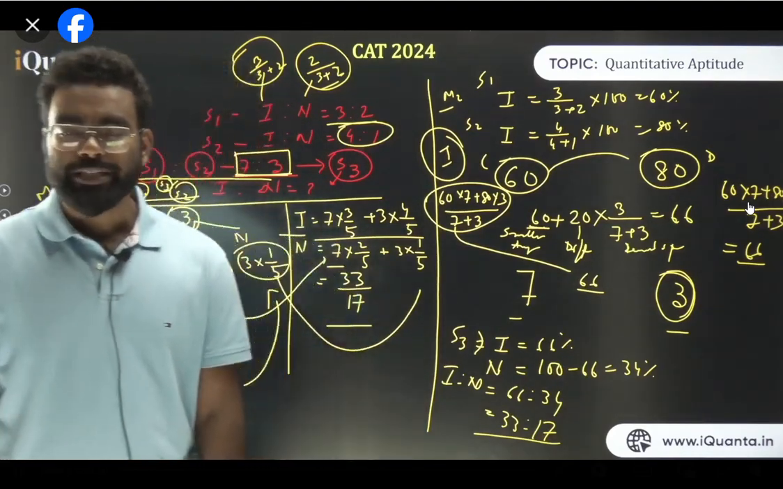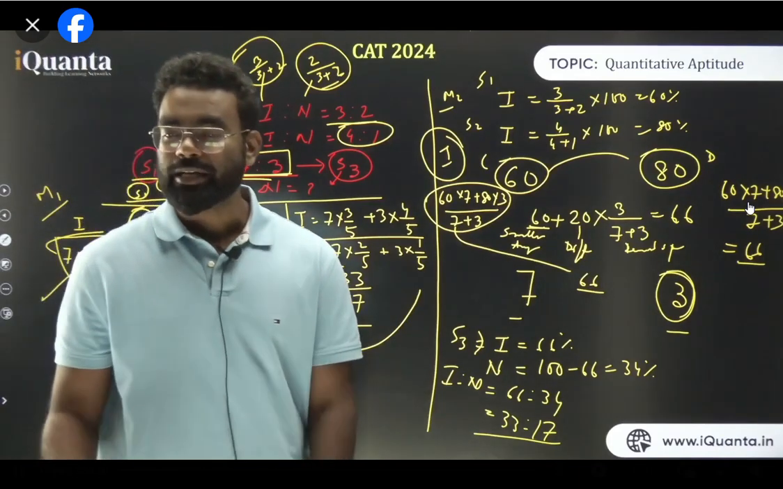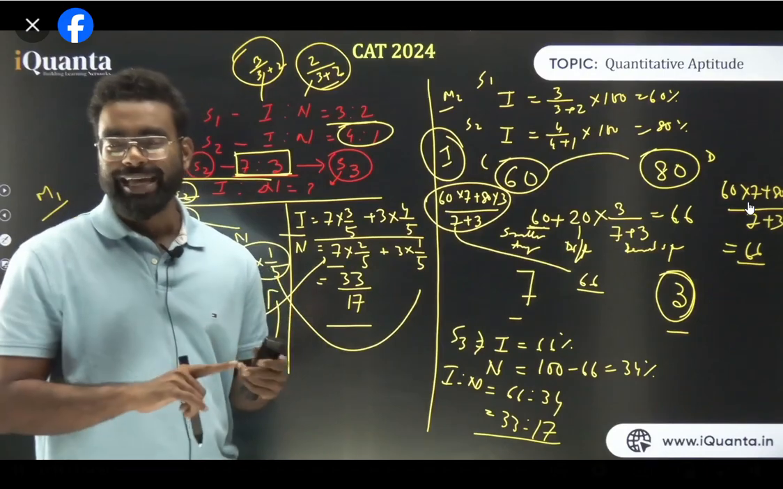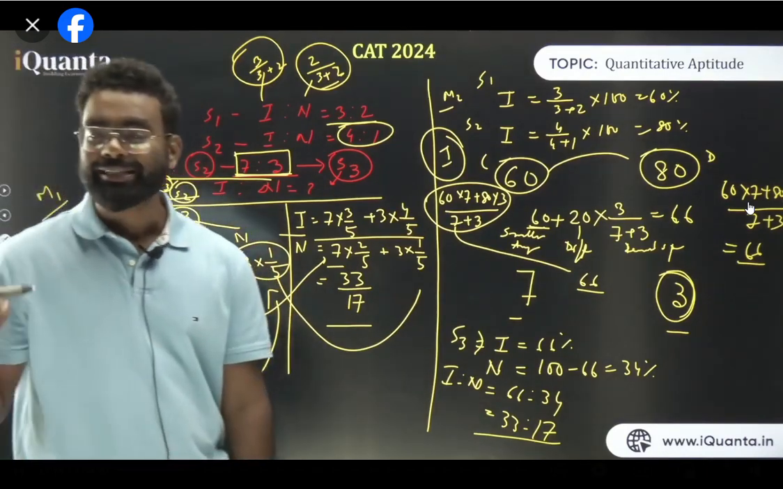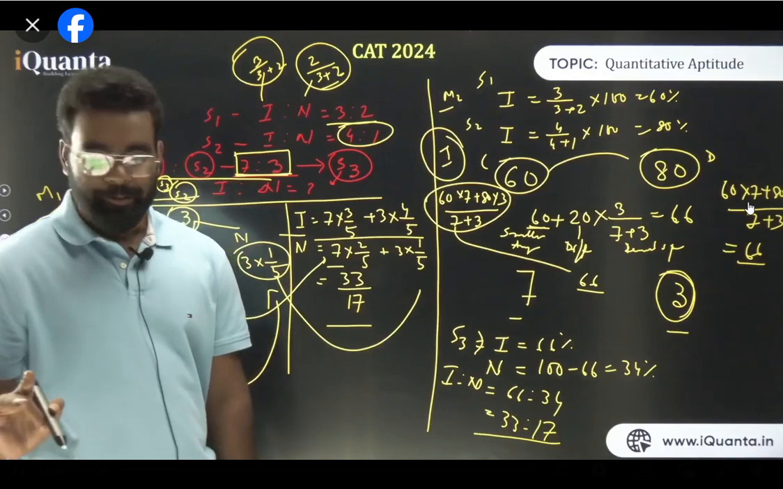Question I have already repeated. The question is basically S1 has iron to nickel 3:2, S2 is iron to nickel 4:1, S3 is another alloy. I am mixing S1 and S2 in the ratio 7:3. You need to find in S3 what is the ratio of iron to nickel. I hope all of you have understood this, right?